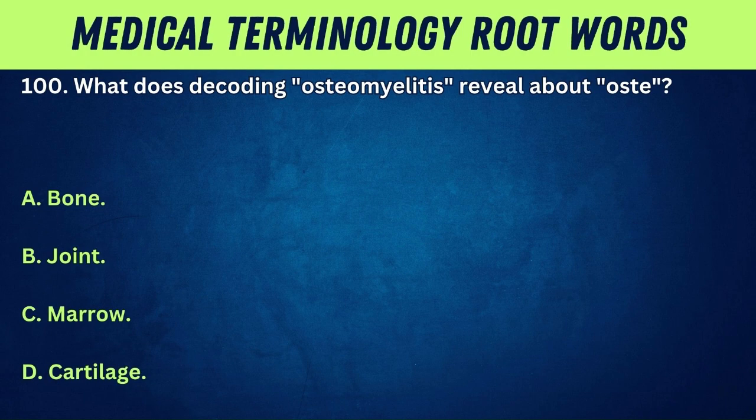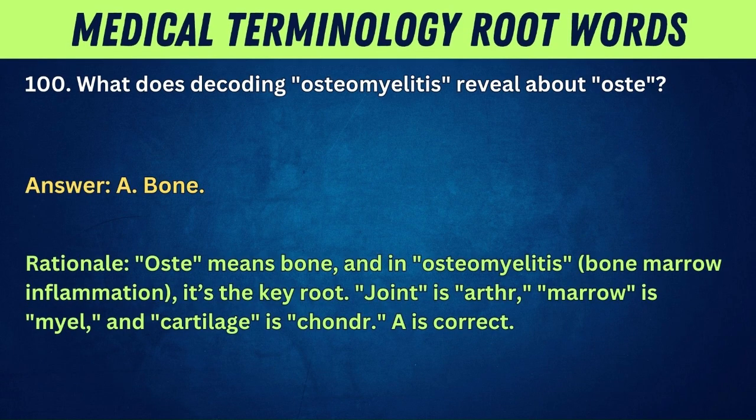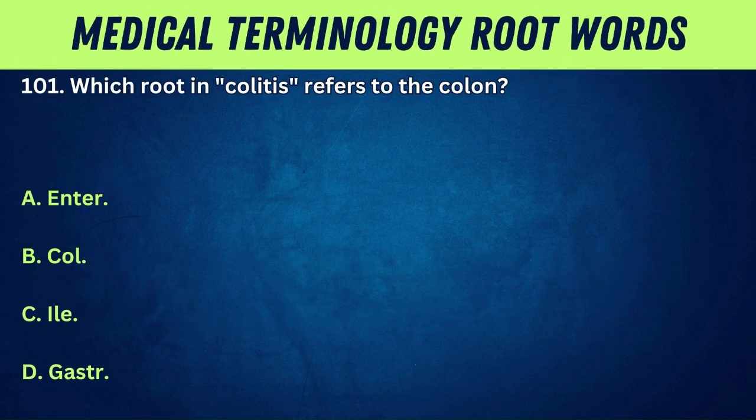100. What does decoding osteomyelitis reveal about ost? A. Bone. B. Joint. C. Marrow. D. Cartilage. Answer: A. Bone. Rationale: ost means bone, and in osteomyelitis, bone marrow inflammation, it's the key root. Joint is arthr, marrow is myel, and cartilage is chondr. A is correct.